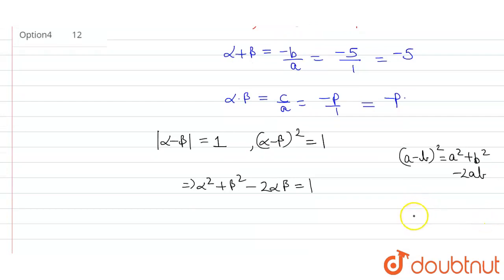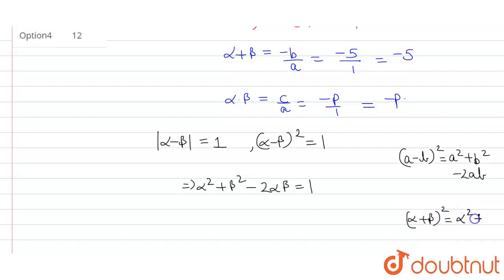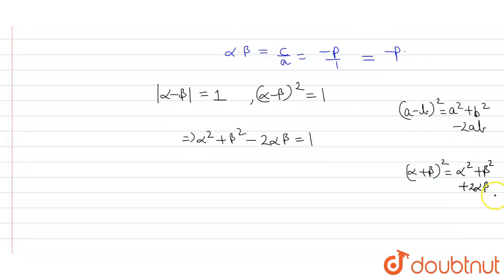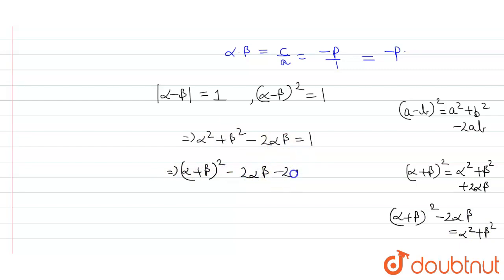Now we know alpha plus beta the whole square identity is alpha square plus beta square plus 2 alpha beta. Now from here value of alpha square plus beta square will be alpha plus beta the whole square minus 2 alpha beta. So now instead of alpha square plus beta square we can write alpha plus beta the whole square minus 2 alpha beta, and minus 2 alpha beta equal to 1 as it is. Now alpha plus beta the whole square minus 4 alpha beta equal to 1.